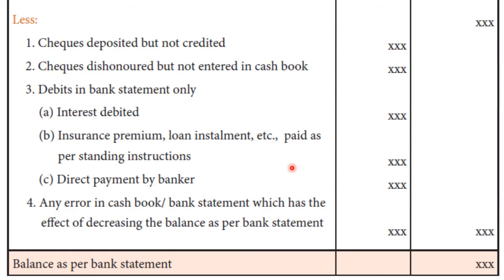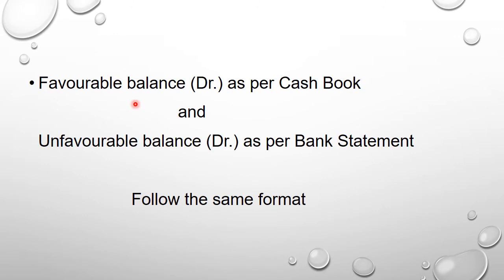And we'll also see how we will do with the other aspects, and then we'll move on to the problem. The format which we saw was favorable balance as per cash book. So the same format we can use for unfavorable balance as per bank statement. So when we take balance as per bank statement and when we work out, when there is an unfavorable balance, we can use the same format.